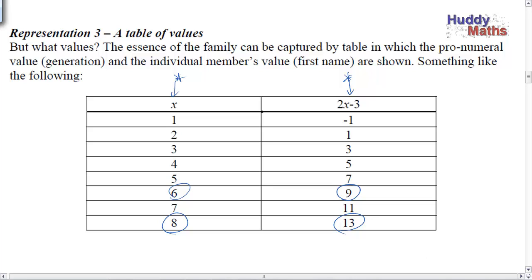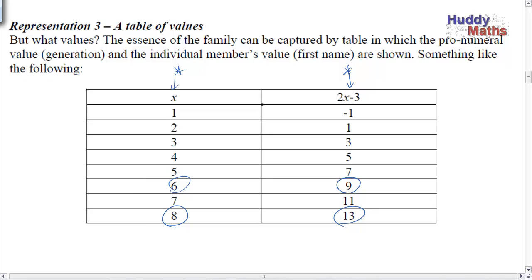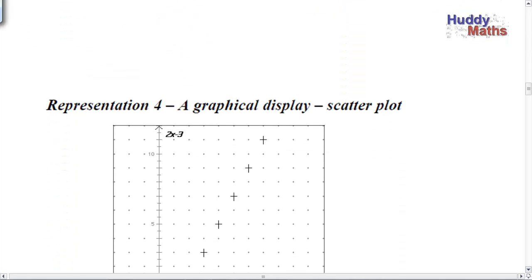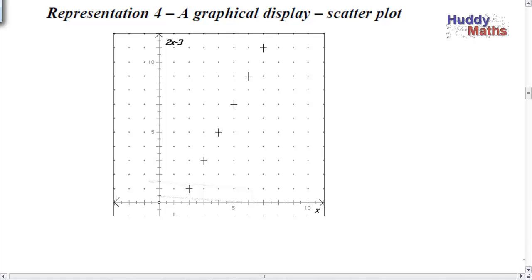Okay, and this building, once you keep thinking about this journey into algebra land using families is important. And there's our last one, a graphical display. We can actually see the journey in generation number as we go along here. What's happening to our 2x take 3? Look at that. What's happening? We can see every time we change the generation number by 1, we go up by 2. Change this one by 1, we go up by 2. Hey, that's the reason for the points lying in a straight line, isn't it?